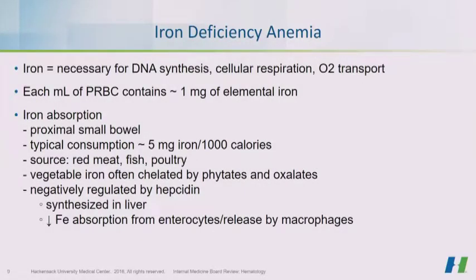Now, by far the most common type of anemia is probably iron deficiency anemia. Iron is required for production and maturation of red blood cells. It's absorbed in the proximal small bowel. The best source is heme iron contained in red meat, fish, poultry. You also find non-heme iron in vegetable sources, but they're not as easily absorbable because they tend to be chelated by other molecules such as phytates and oxalates.